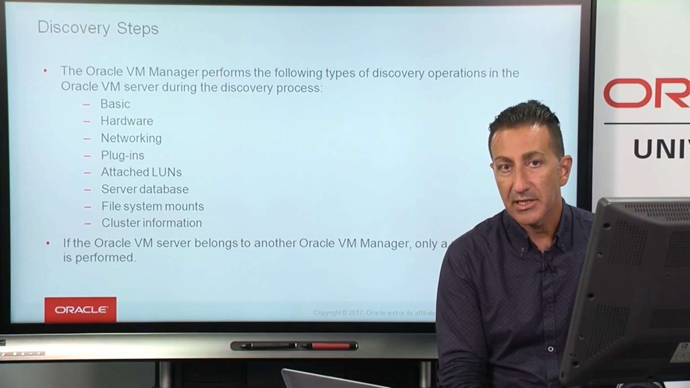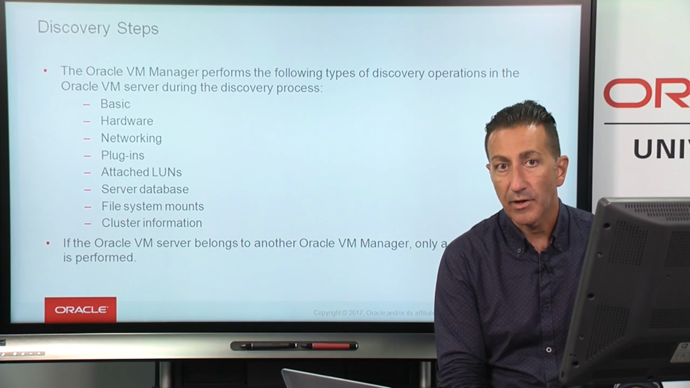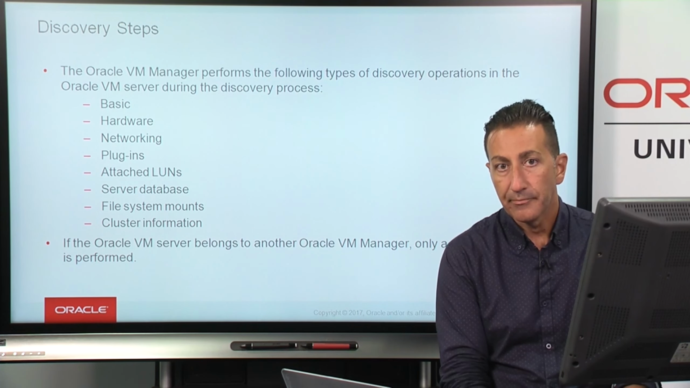The first one is a basic step in which it gets the Oracle VM server unique universal identifier, and it contacts the OVS agent, and it tries to get information from the database. So you have a local database per Oracle VM server that is managed and maintained by the OVS agent. This database is located in the /etc/ovs-agent/db directory.